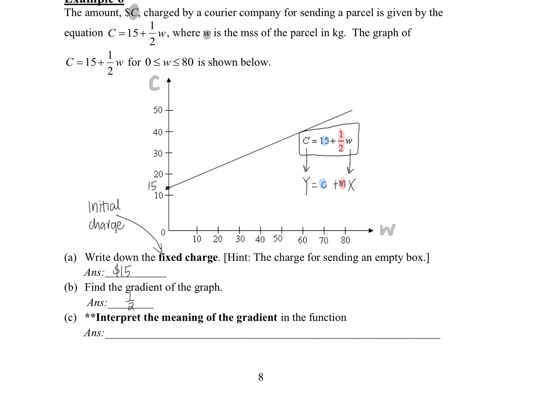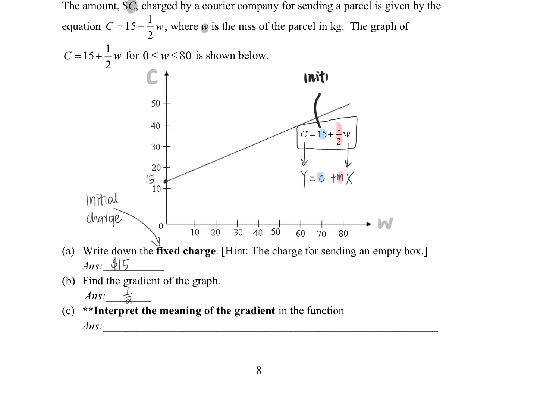So you imagine, this is the initial charge. This is the mass of parcel in kg. What do you think the m represents? Gradient. So actually, this m represents every kg the parcel weighs, they are going to charge me $0.50, meaning 50 cents.